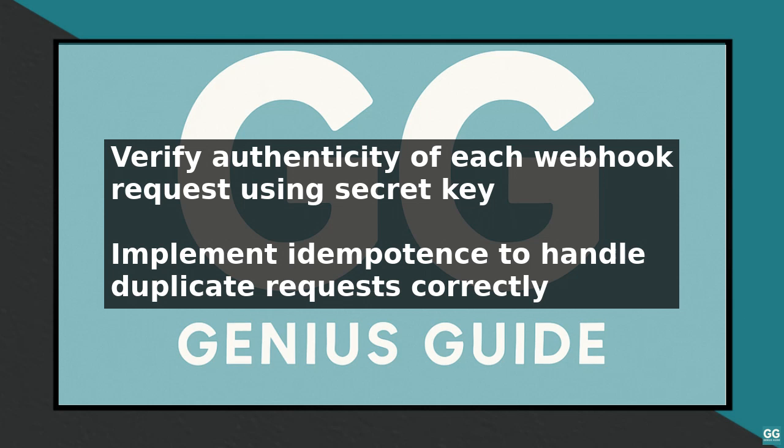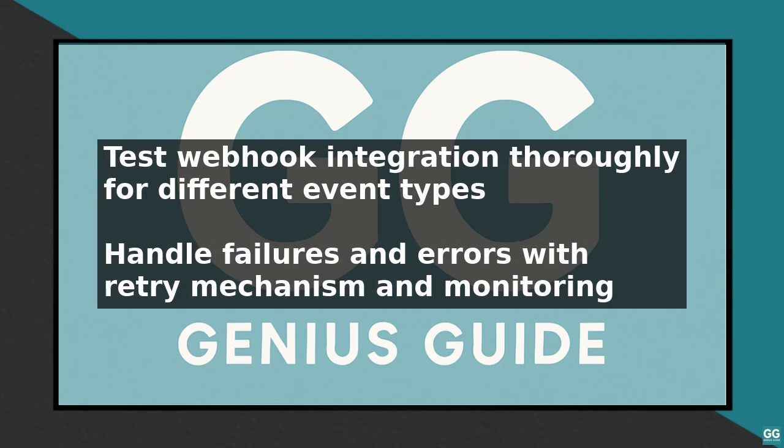You should also implement idempotence, which means handling duplicate requests in a way that ensures the same action is only taken once. Another important best practice is to handle failures and errors. If your server is down or your endpoint fails to process a request, Revolut will retry the notification. However, if your endpoint continues to fail, Revolut may stop sending notifications. To avoid this, implement a retry mechanism and monitor your endpoint for errors.